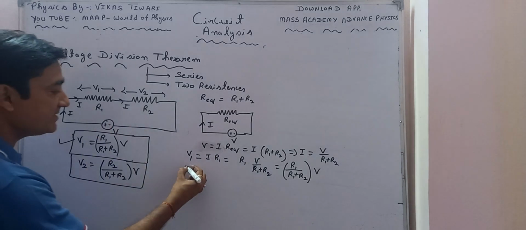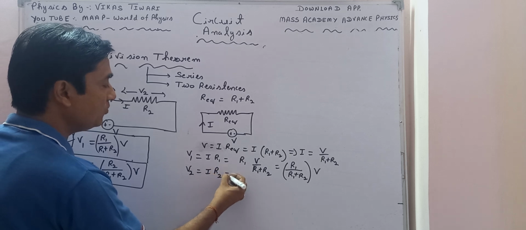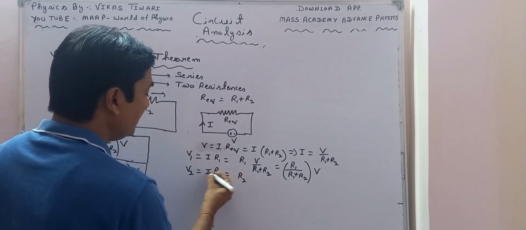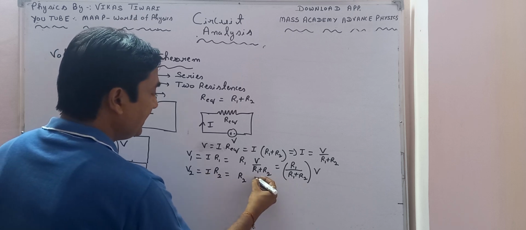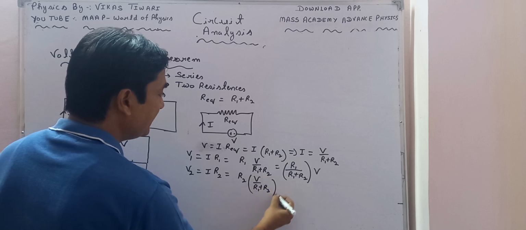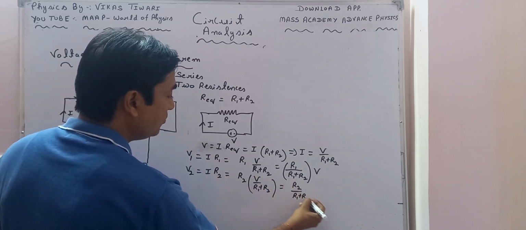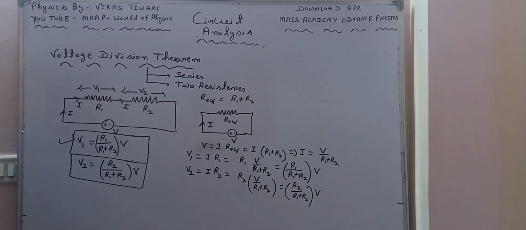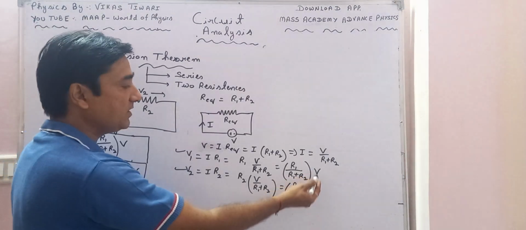Similarly, if I say what is the value of V2, V2 is equal to I R2. If I put the value of R2, and the value of I is V upon R1 plus R2, then I can write it as R2 upon R1 plus R2 into total voltage V. So this is the value of V1 and V2 in terms of total voltage V.